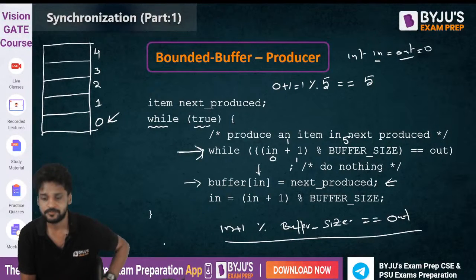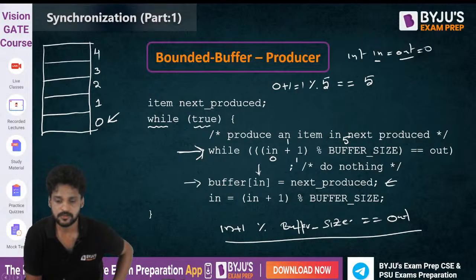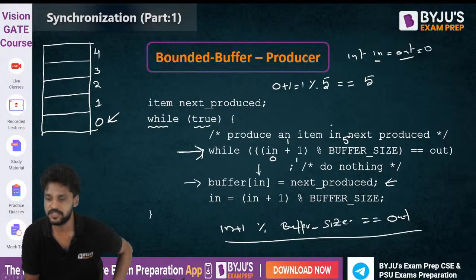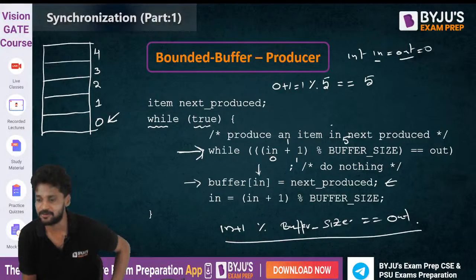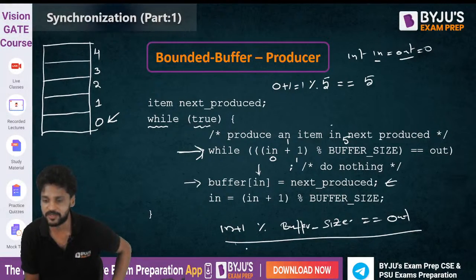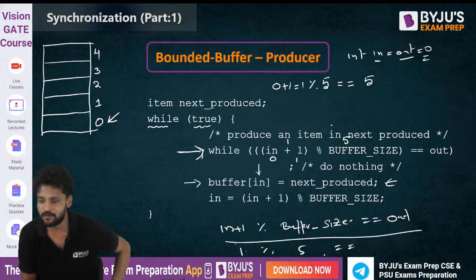Just a minute. Here, what is it? (in + 1) mod buffer size is equal to out. Let us plug in the values. In plus 1 is equal to 1, mod buffer size 5, equal to what is out? Out also is equal to 0, right? 1 mod 5 is 1, not 0. If the condition gets satisfied, the producer will be caught in the infinite loop. Since this condition did not get satisfied, the producer will not be caught; rather, he will come out of the while loop and execute this code.